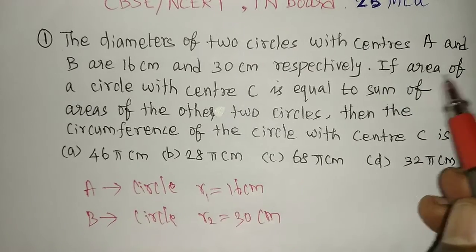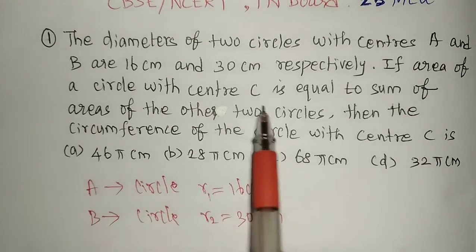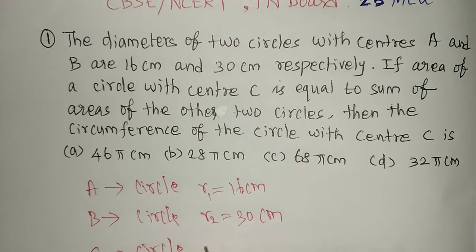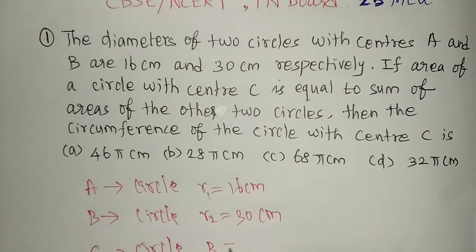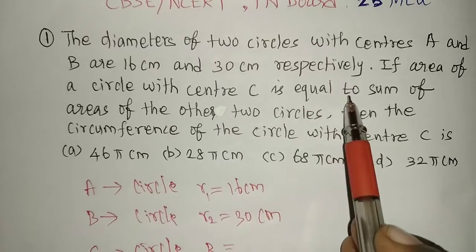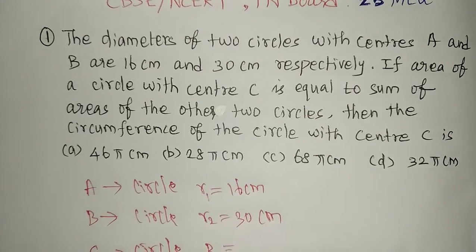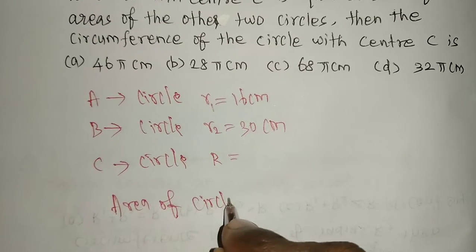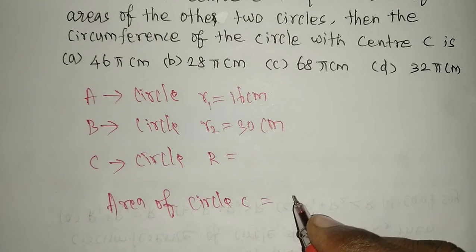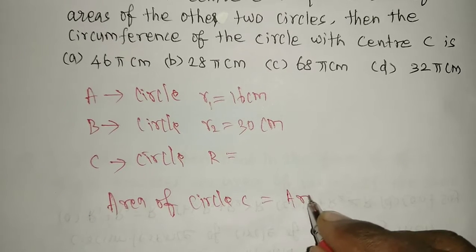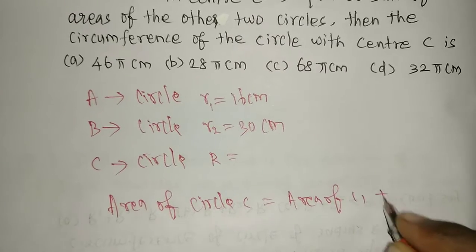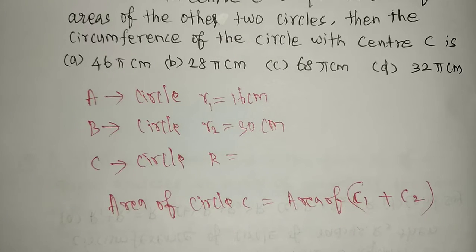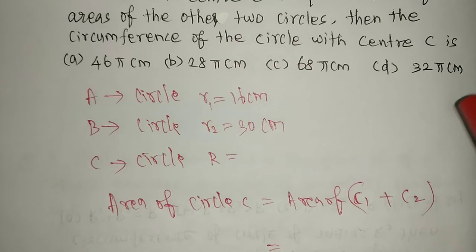If the area of a circle with center C, we have another circle, that is circle C. The radius they have not mentioned, so I'm taking it as R. We don't know what that is, right? The area of circle C is equal to the sum of circle 1 and circle 2. So area of C1 and C2, together we have to add. This is the given condition they have set. Now we'll go for the next line.